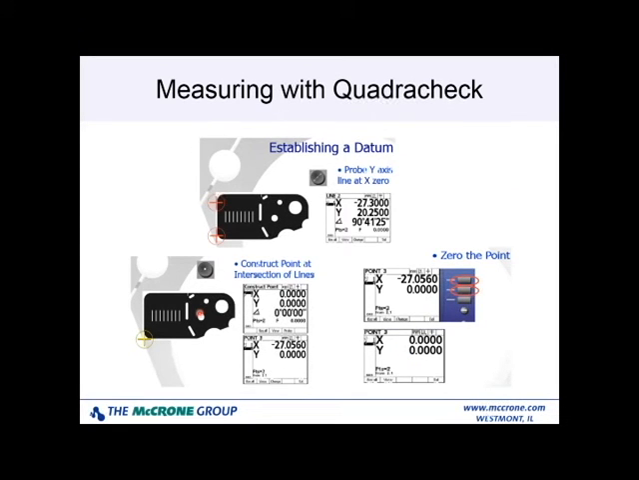To establish a datum, you now will probe this side of the part, the y-axis, and construct a point. That point is going to be your datum. You zero the counters at that point, and now every position that you measure on this part will be referenced off of this datum point. You can then look at your blueprint to see if those features are in the right place and if the dimensions make sense.